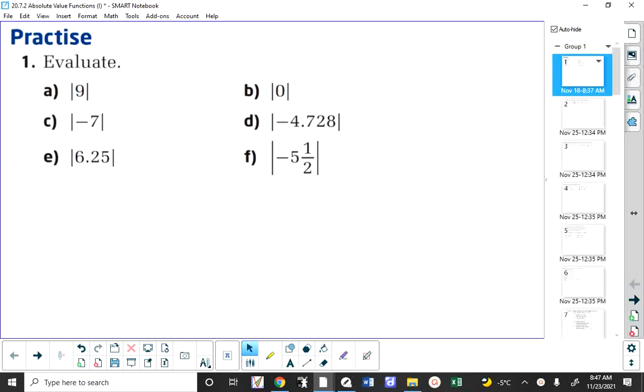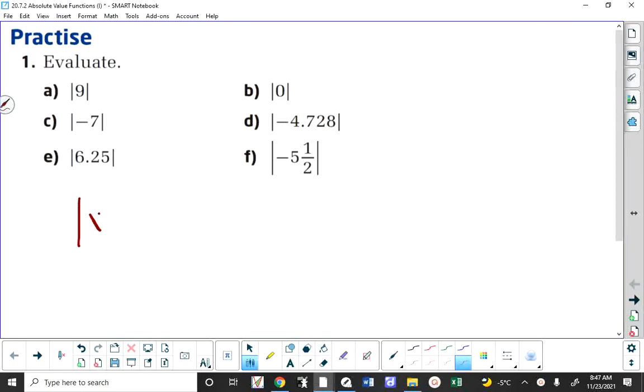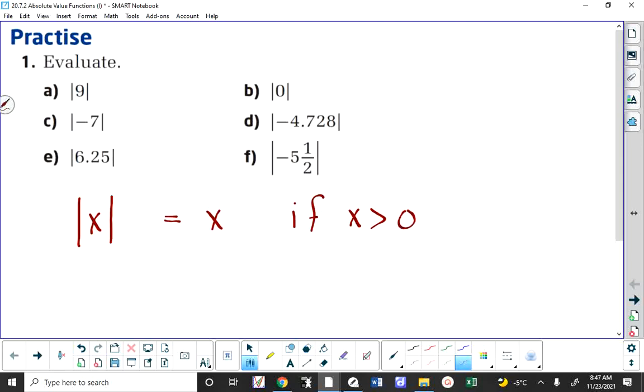What this translated to is the following, and we're going to be using this idea a lot over the coming days. The absolute value of x is equal to x if x was positive. I would like you to mull that statement over in your head. The absolute value of a thing, in this case the thing is x, is equal to x if that thing is already positive. What is this saying?